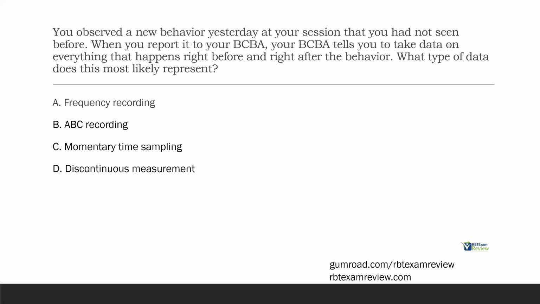What type of data are you taking? Are you taking frequency recording? Did your BCBA ask you to count or record how often something happens? No, you are recording what happens before and after a target. B, ABC recording. Yeah, you are recording antecedents and consequences for a certain behavior. B looks like our answer. C, momentary time sampling. This is not time sampling whatsoever. Momentary time sampling is completely wrong. And then D, discontinuous measurement. With ABC recording, you're continuously measuring this behavior. This is not discontinuous measurement. You are taking ABC data, antecedent behavior consequence recording.